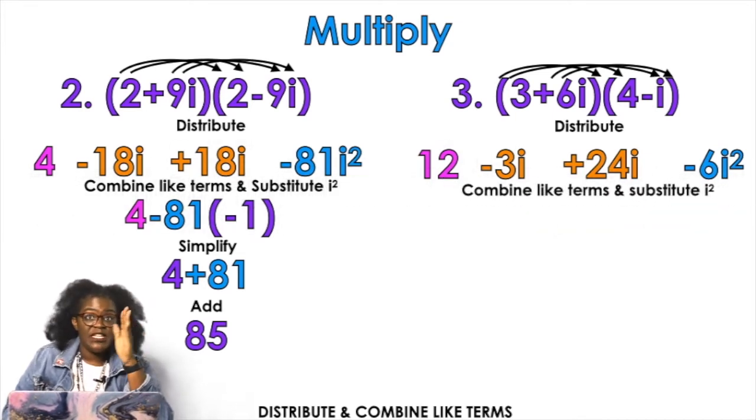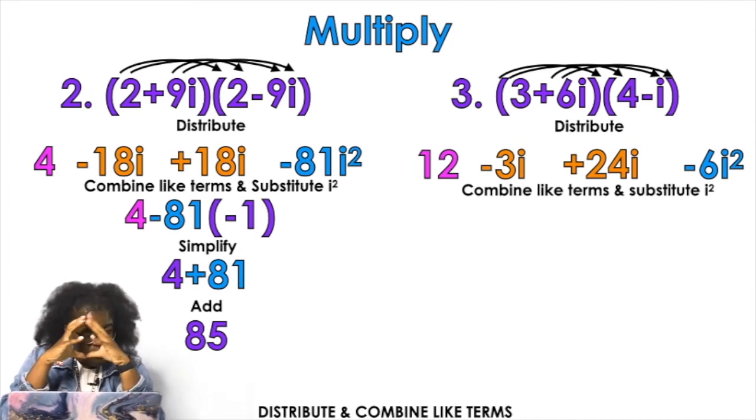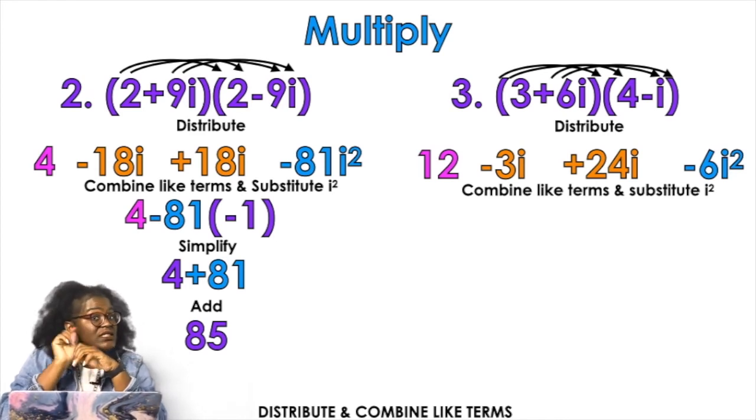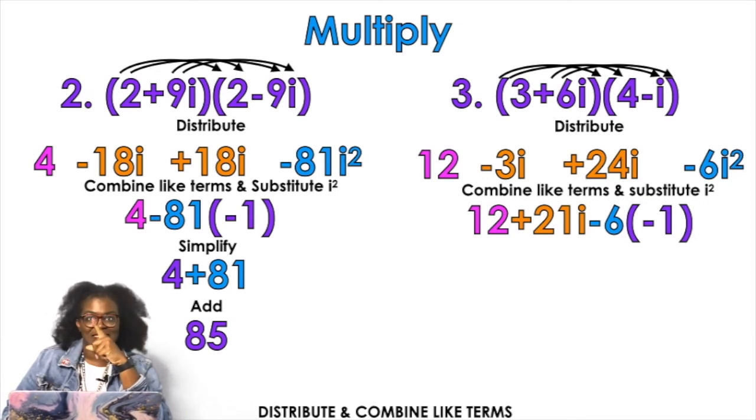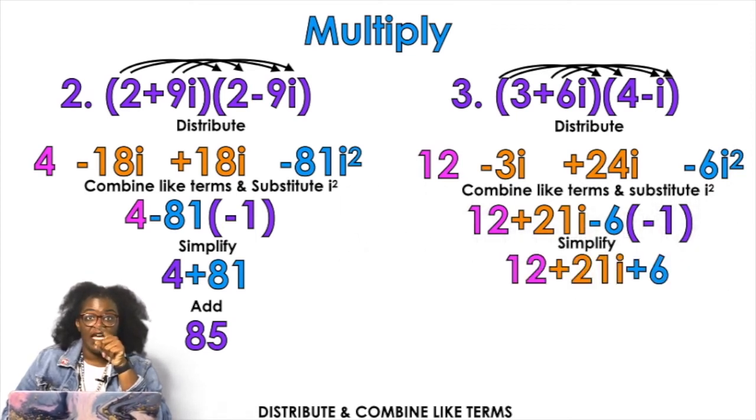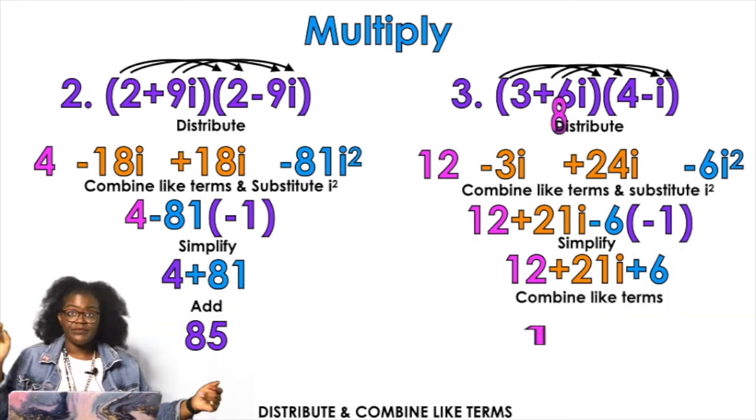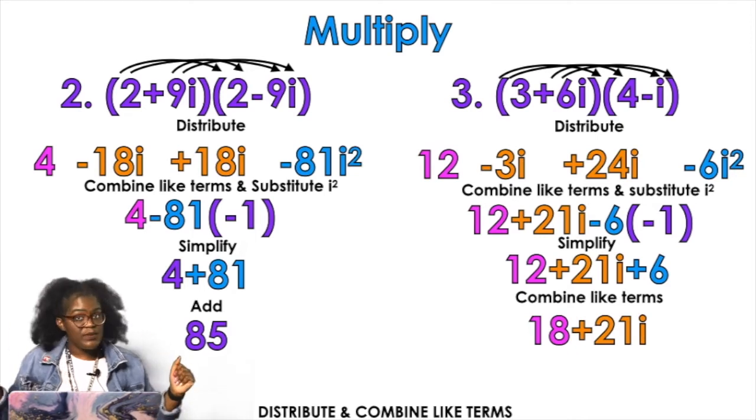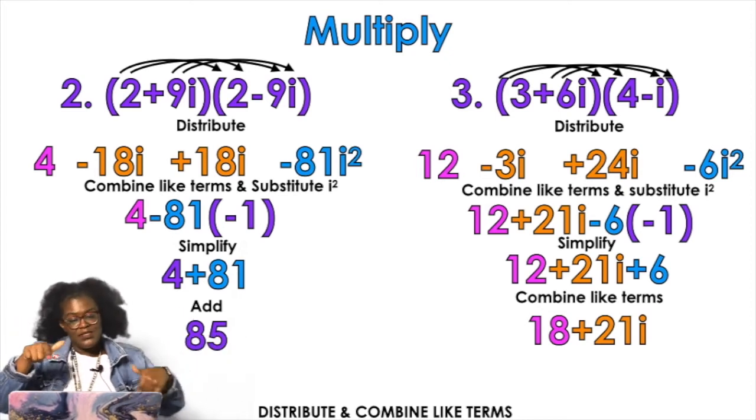So let's pay attention to a few things. We need to combine like terms and substitute i squared. So oranges go together. That's why I made them both orange for you, right? And then pay attention to that i squared, because remember i squared equals negative 1. So 12 plus 21i minus 6 times negative 1. We're going to multiply this negative 6 times negative 1, and we're going to get positive 6. But now pay attention, because now that 12 and that 6 go together. 12 plus 6 is 18. Combine those like terms. Make sure it's in the proper order. Real first, imaginary second. 18 plus 21i is my final answer.